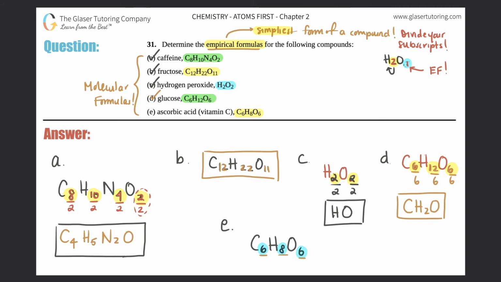Well, I can't divide by 6, right? Because 8 divided by 6 is not a whole number. But they all have a 2 in common, right? If I divide each one by 2, you'll get whole numbers out. And that becomes C3, 6 divided by 2 is 3, H4O3. That is your empirical formula. And you know that you can't simplify it anymore because you now have a 3, a 4, and a 3. There's no number other than 1 that they have in common, so you can't break it down anymore.